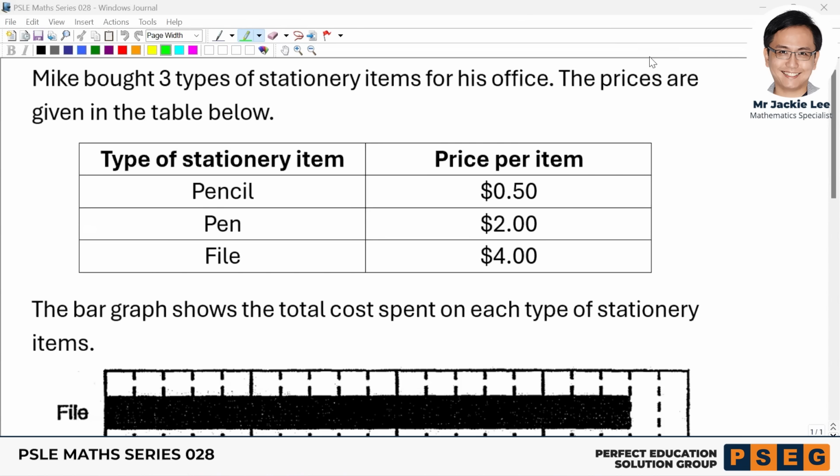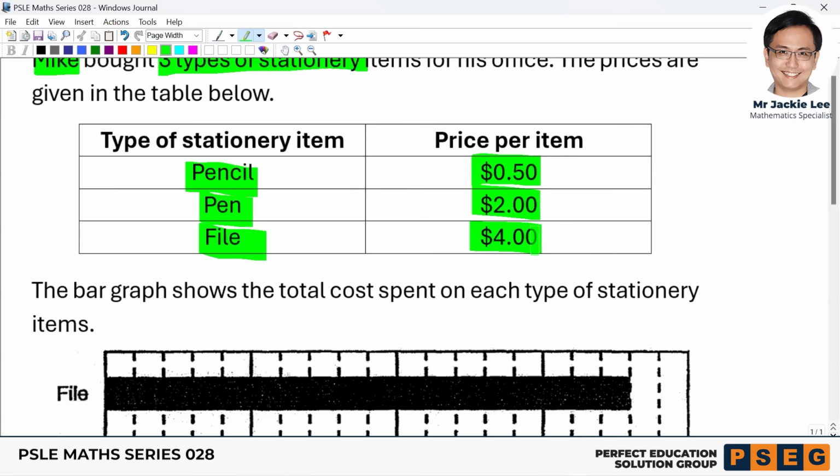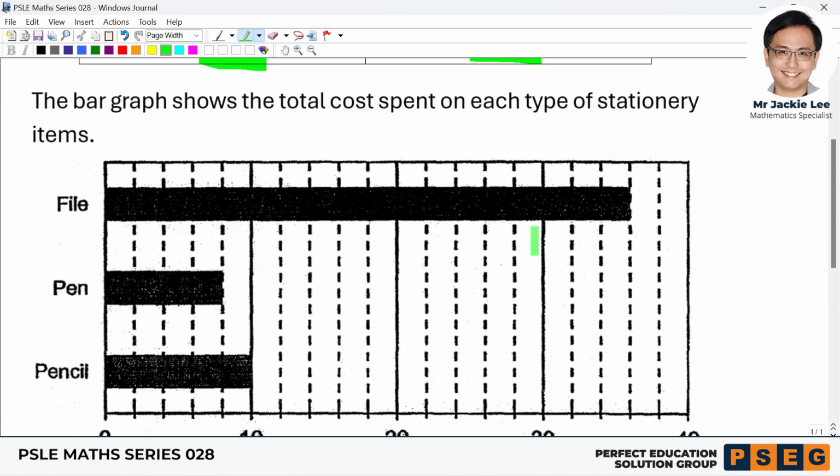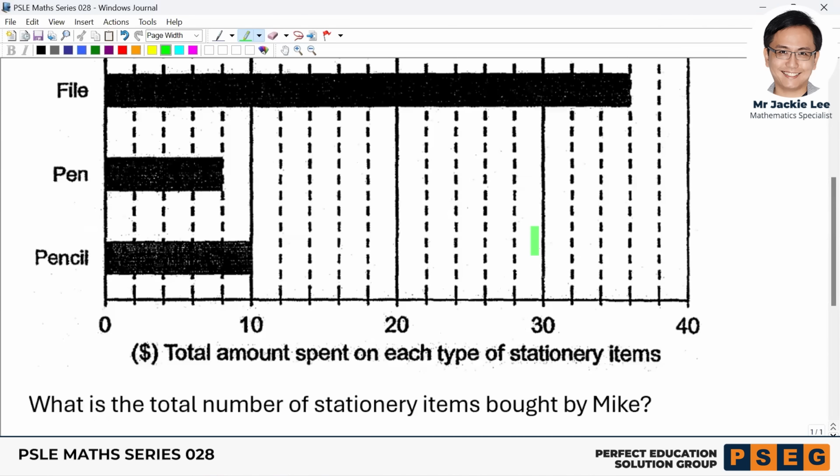In this question, Mike bought 3 types of stationery: pencil, pen, and file. These are the prices per item. And below, a bar graph shows the amount of money spent on each type of stationery. The question simply asks for the total number of stationery items bought by Mike.